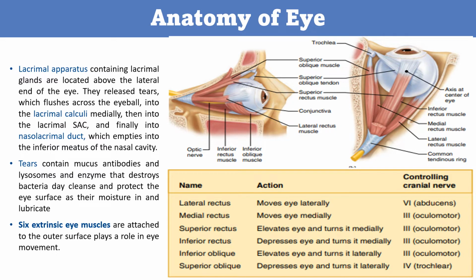The six extrinsic eye muscles are: lateral rectus, whose action is to move the eye laterally. Medial rectus, whose action is to move the eye medially. Superior rectus elevates the eye and turns it medially. Inferior rectus depresses the eye and turns it medially. Inferior oblique muscle elevates the eye and turns it laterally, and superior oblique muscle depresses the eye and turns it laterally.